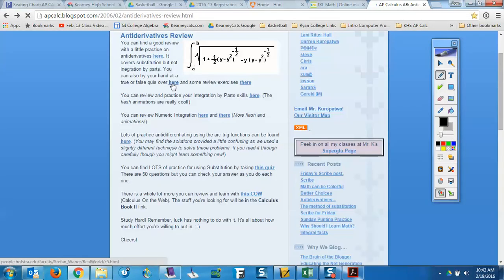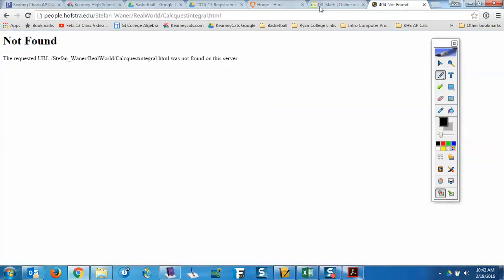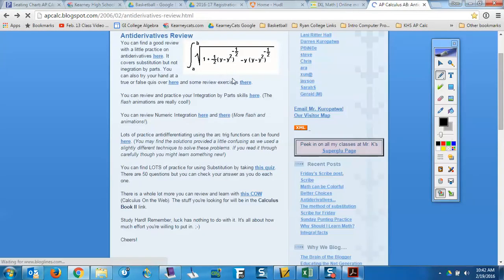Sometimes these links change from year to year. You can also try your hand at a true-false quiz. I don't think that's very good. Yeah, that's really not good. You can review your integration by parts here. Now, there aren't a lot in the book of integration by parts to practice. I've pretty much given you all the ones in the book that you can do.